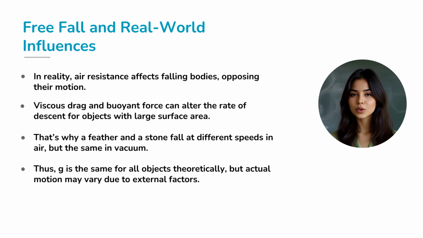So far, we've talked about free fall in a vacuum, but in the real world, air resistance plays a big role. Air resistance is a force that opposes motion. For objects with a large surface area compared to their mass, like a feather, this effect is huge. That's why a feather drifts down slowly, while a stone drops quickly in air. But in a vacuum, with no air resistance, both would fall together at exactly the same rate. This is why we say g is theoretically the same for all objects, but the actual motion we see can vary depending on conditions like air density, shape of the object, and velocity.